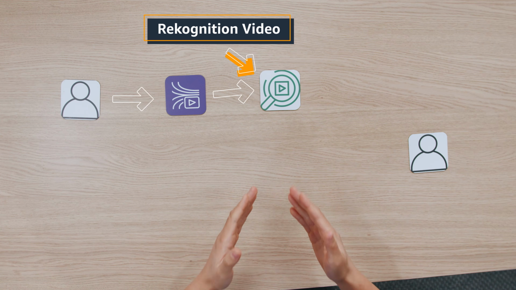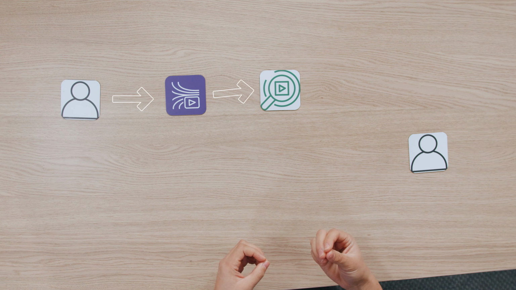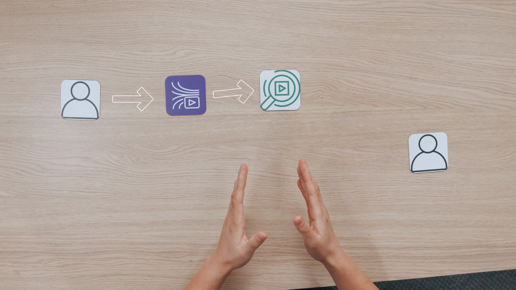Rekognition Video is a machine learning powered video analysis service that can be used to provide highly accurate facial analysis and facial search capabilities. Amazon Rekognition Video will analyze your live video streams in real time to detect and search for faces. By providing a stream from Amazon Kinesis Video Streams as an input to Rekognition Video, you can search through faces against a repository of your own images with very low latency.